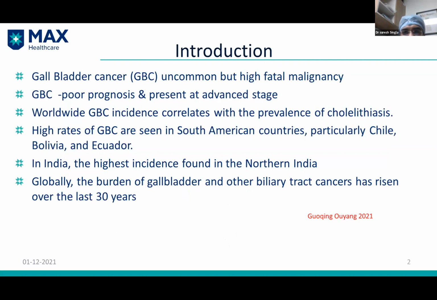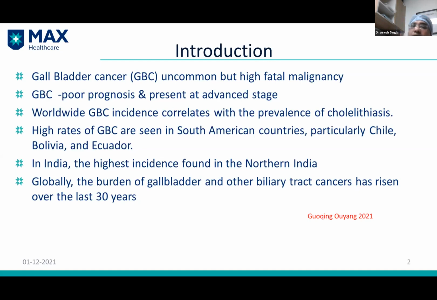A brief introduction: GBC is an uncommon but highly fatal malignancy, and it carries a poor prognosis because it is diagnosed at an advanced stage, due to its anatomical location and usually ambiguous symptoms when it presents. Worldwide, wherever the prevalence of cholelithiasis is high, the incidence of gallbladder cancer is high in that area. It is seen in South American countries like Bolivia and Ecuador, which have a high rate of gallbladder cancer. In India, high incidence is seen in northern India, as northern India has high cases of gallbladder stone disease.